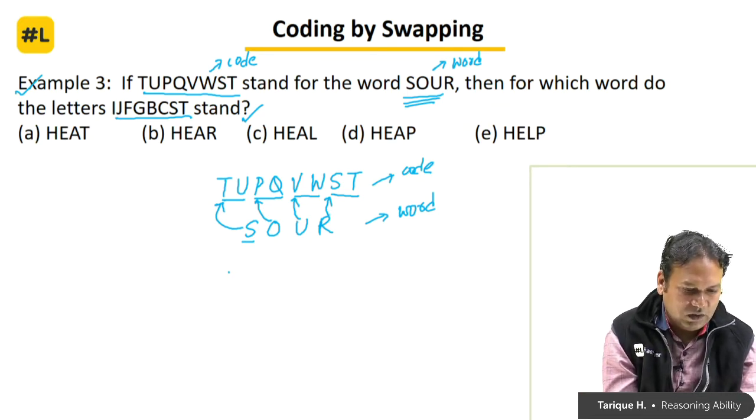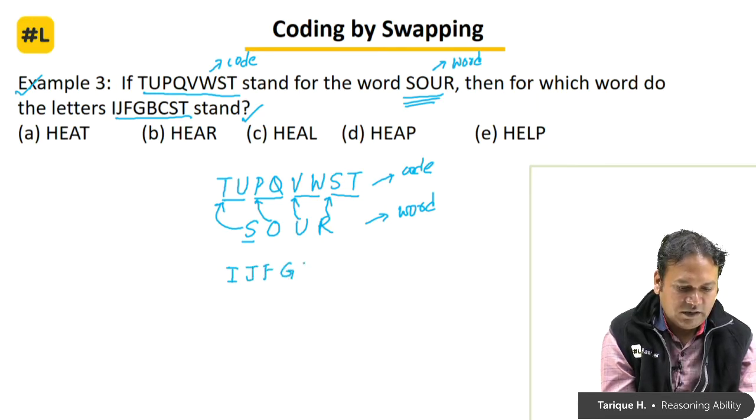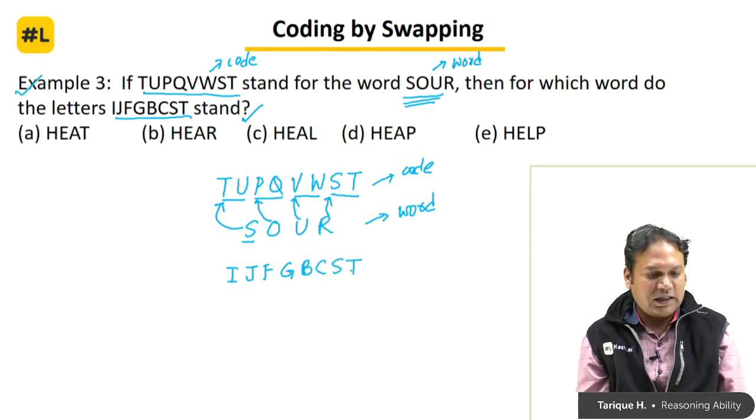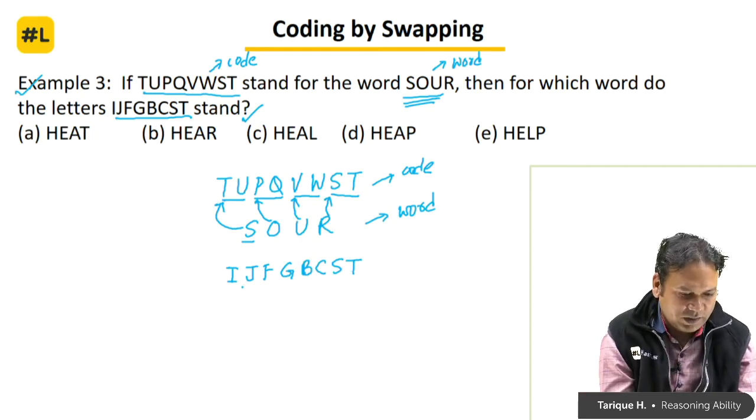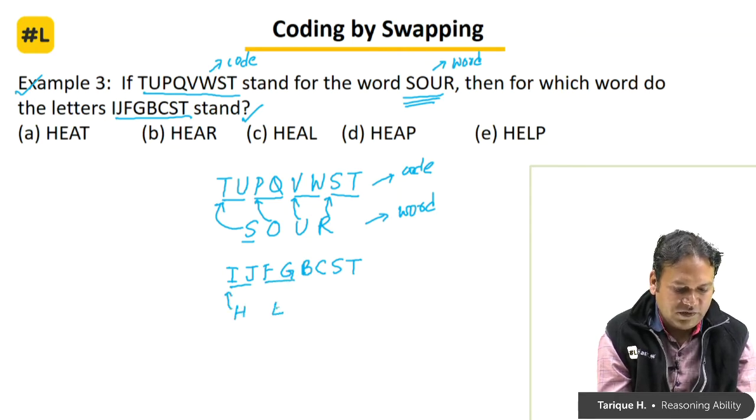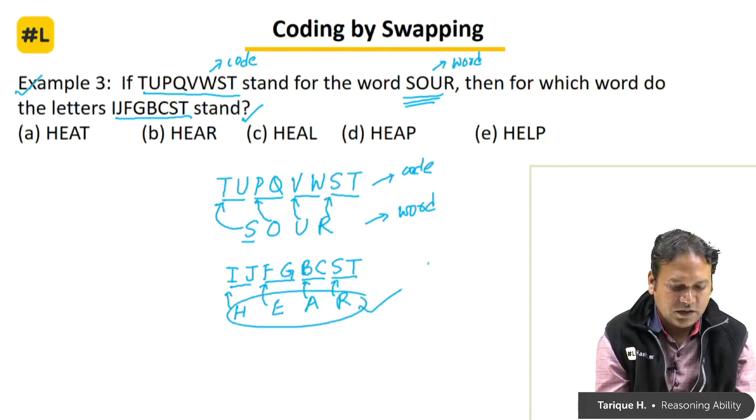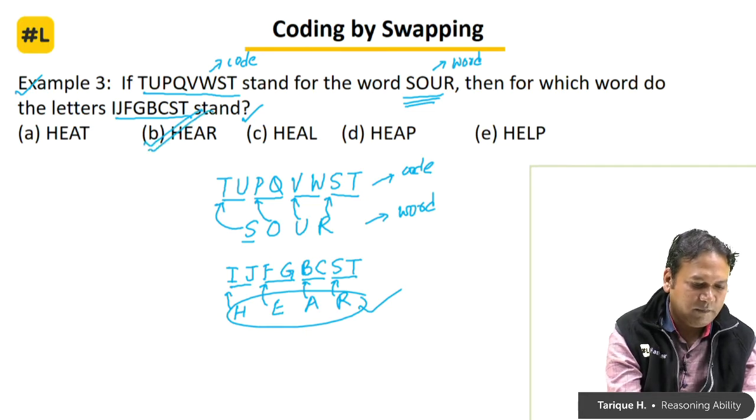So if you take the code here, I, J, F, G, B, C, S, T, what will be the answer? So look at the first one here, IJ, what comes before IJ? H. You see we have HIJ, EFG, ABC and RST. So the answer is the word here, that is answer option B.